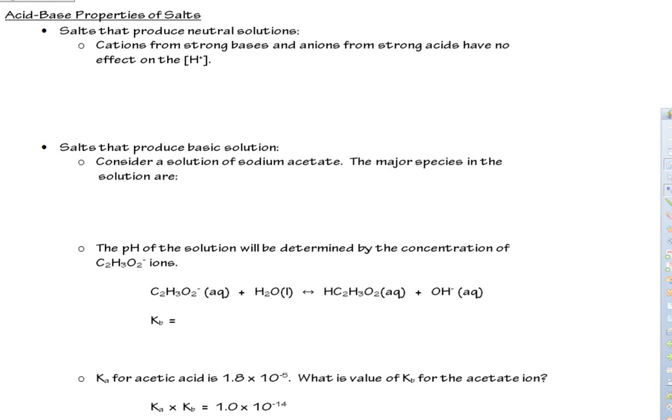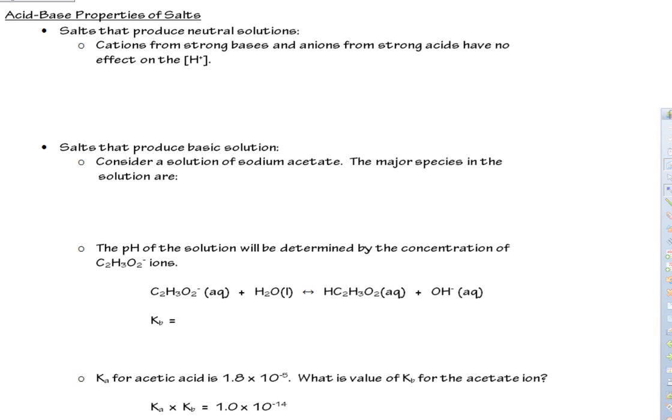The last topic we want to look at in Chapter 14 is acid-base properties of salts. A salt is just a very general term for an ionic compound, and often you would think that ionic compounds would be neutral. If I have an ionic compound that doesn't have hydrogen or hydroxide, we assume it's neutral, and some of them are. Neutral ionic salts will occur when you have the cation from a strong base.